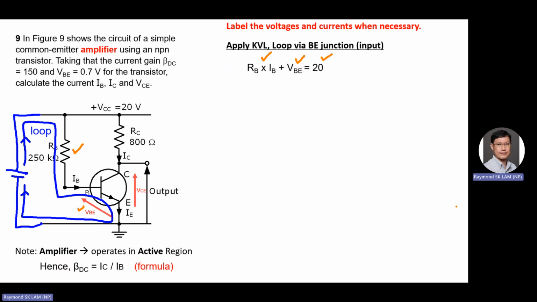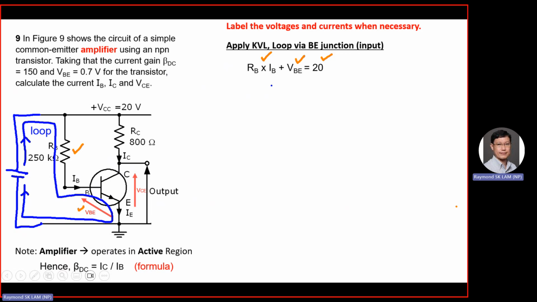Then now I apply KVL. So from here, I do the loop here, then end here. Right. So if I do the loop, in this case, the equation will be here. Voltage source 20 volt equals all the voltages along the loop. So how many voltages are along the loop? The RB and the VBE, right?